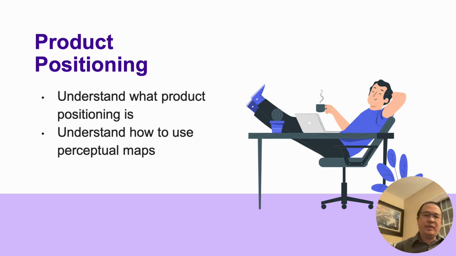A positioning statement usually answers 4 questions. Who is the target customer? What need does the product satisfy? What is the product? Why is it better than competitors?